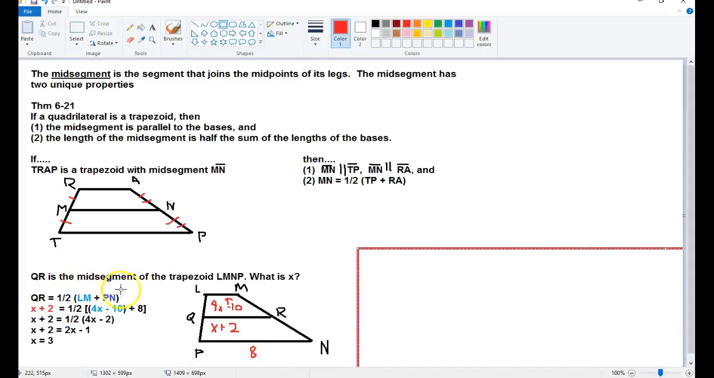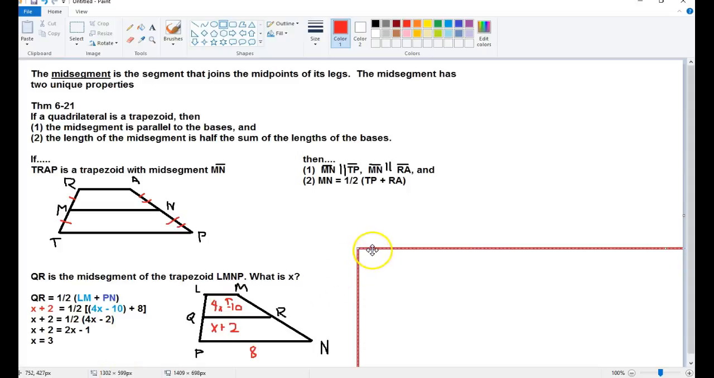So I have this one. QR is the midsegment of the trapezoid LMNP, and what is x? So 4x minus 10 is the top one, 8 is the bottom one, and x plus 2 is the midsegment. Our formula: QR, the midsegment, is equal to 1/2 of LM plus PN. Plug in what we do know: x plus 2 equals 1/2 of (4x minus 10 plus 8). Then x plus 2 equals 1/2 of (4x minus 2), so x plus 2 equals 2x minus 1. Add 1 over here, subtract the x over here. x is equal to 3.